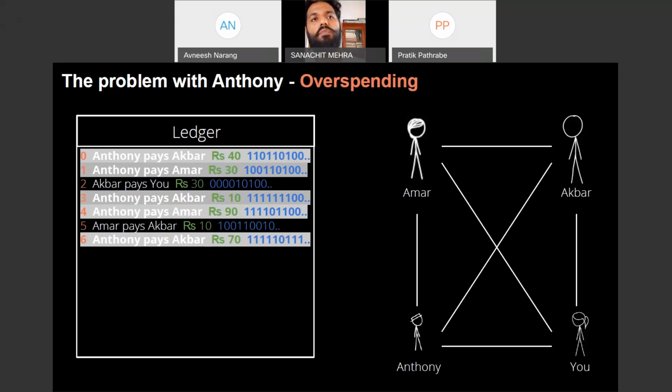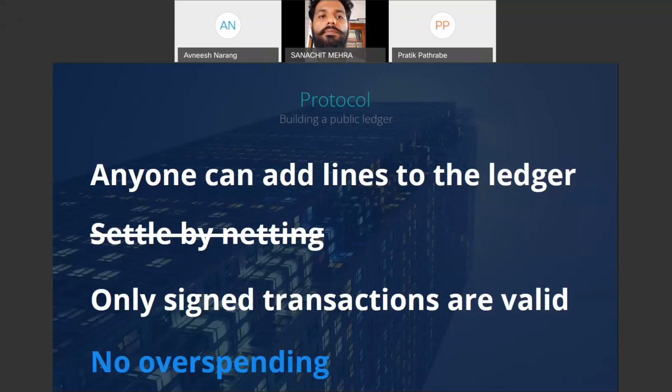Okay, so we then have to solve the problem of Anthony overspending. So let's see what the protocol looks like now. Next slide, please. So we already added the signed transactions protocol, and now we need to also ensure that there's no overspending in the network. Please also see that we are canceling out the netting-based settlement from the network.